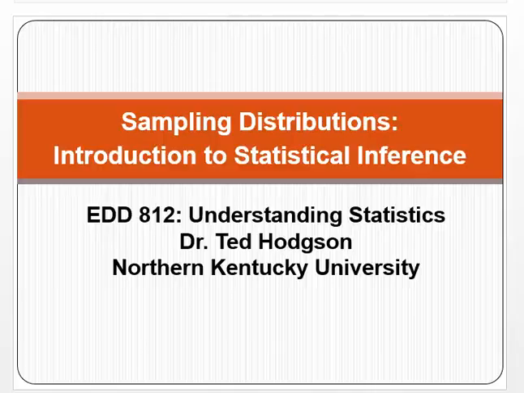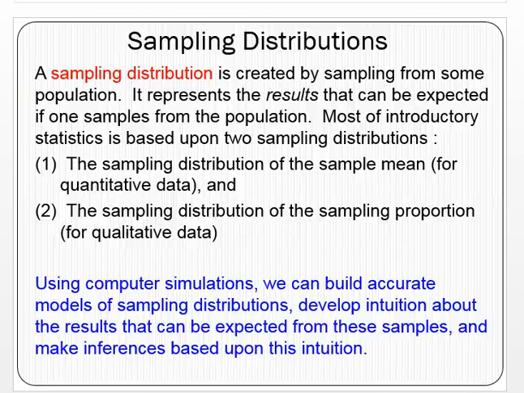Hi everyone. This is an introduction to what I consider to be the most important topic in statistics. Understand this topic and it unlocks an understanding of virtually the whole introductory course. The topic we're going to talk about is sampling distributions. A sampling distribution is some distribution, some histogram, that's created from sampling from a population. And this is important to remember: it represents the results that can be expected if one samples from the population.